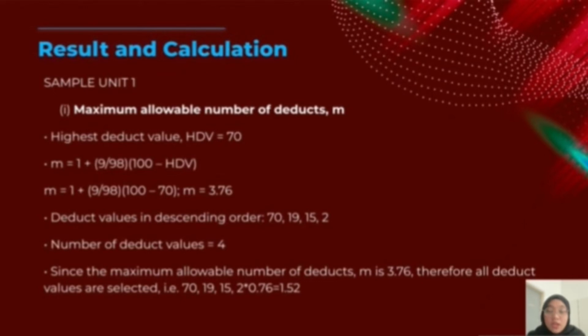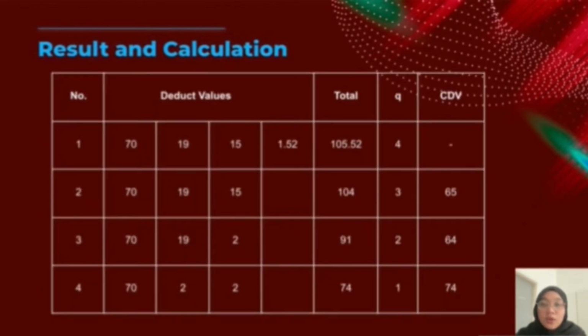Since the maximum allowable number of deducts is 3.76, all the deduct values selected are 70, 19, 15 and 2. We have to multiply by 0.76 based on the M value. The next step is we arrange all the numbers in these tables. Since 1.52 is lower than 2, we cannot take the CDV, and then we got 60. So the CDV numbers we obtain are 65, 64 and also 74.